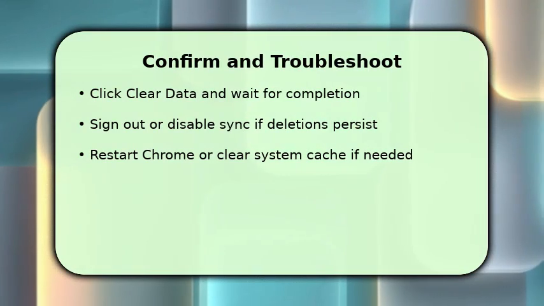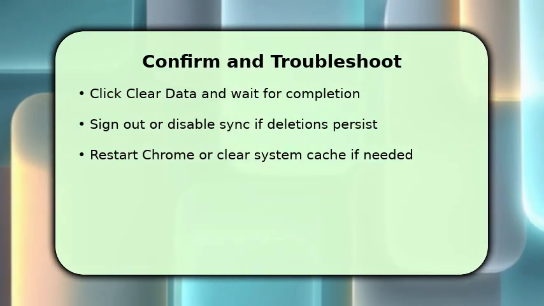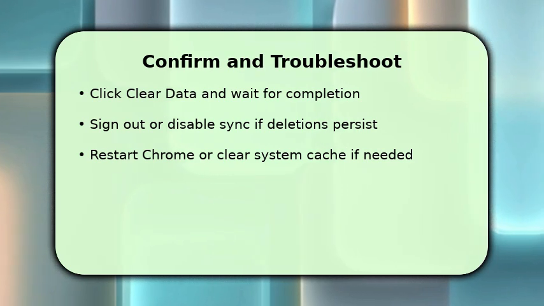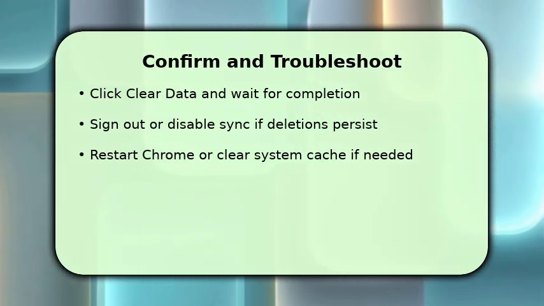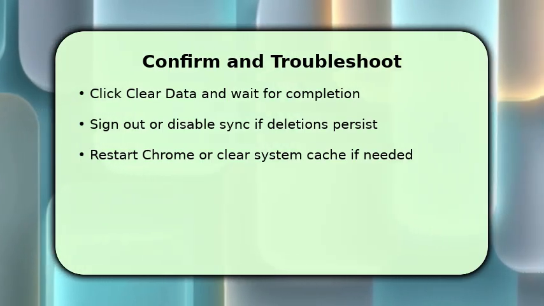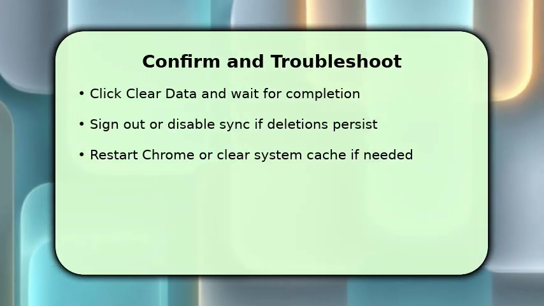To finish, click Clear Data and allow Chrome a moment to remove the selected items. Larger time ranges can take longer. Once done, verify your history is cleared by opening the History page. If entries remain, make sure you cleared the correct profile and that sync did not restore items.